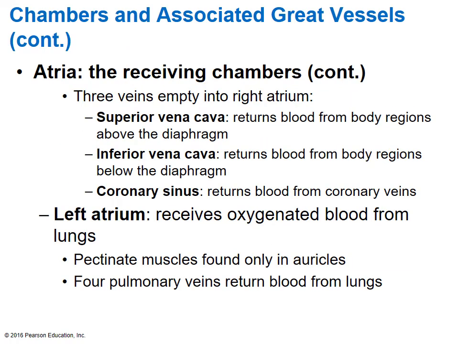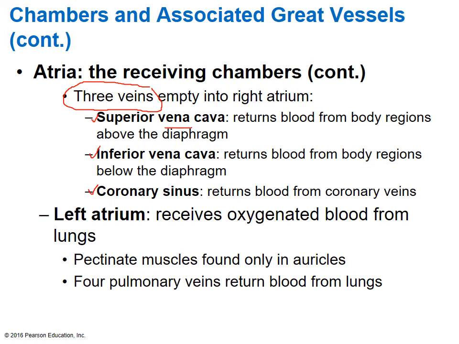All right, so we're going to have 3 veins. Remember, veins are the ones that return blood to the heart. Arteries go away from the heart. So 3 veins will bring blood over to the right side, and these are going to be the superior vena cava, the inferior vena cava, and the coronary sinus.